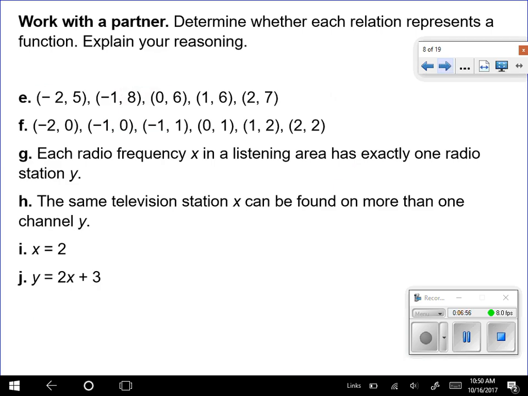See, we have some more options here. You can also look at them as ordered pairs. Remember, your x values are your inputs, your y values are your outputs. So I have to look: -2, -1, 0, 1, and 2. Does each input have exactly 1 output? Yes, it does. So yes, this would be a function.